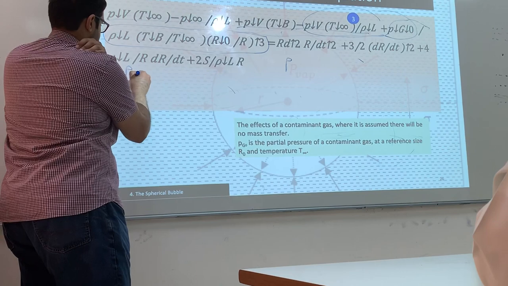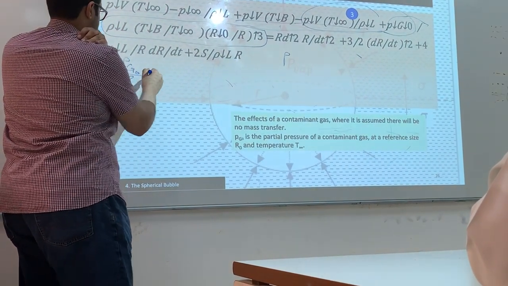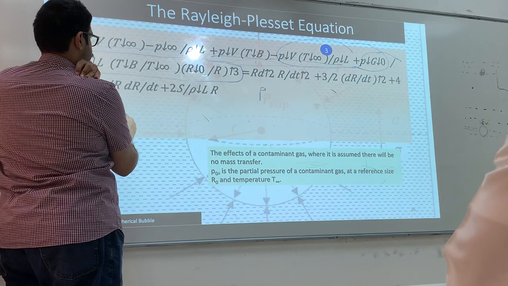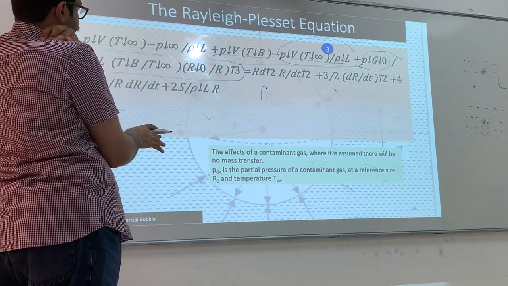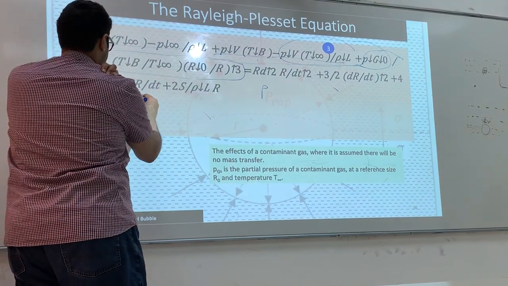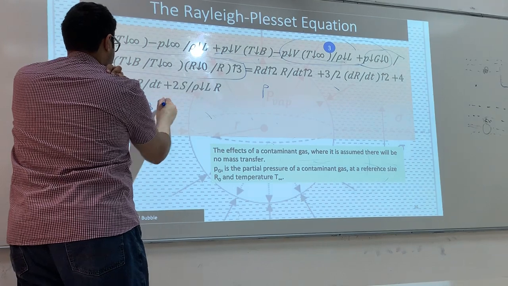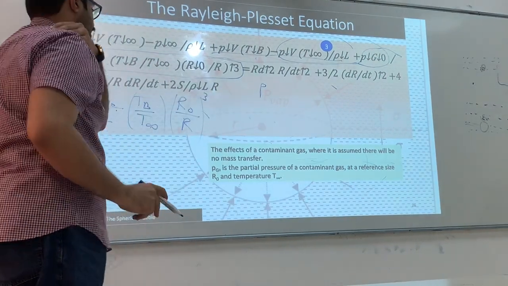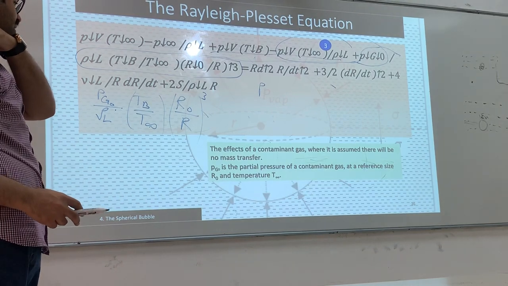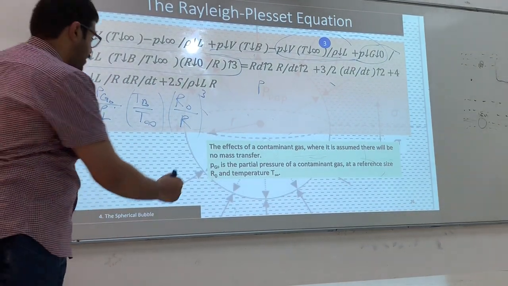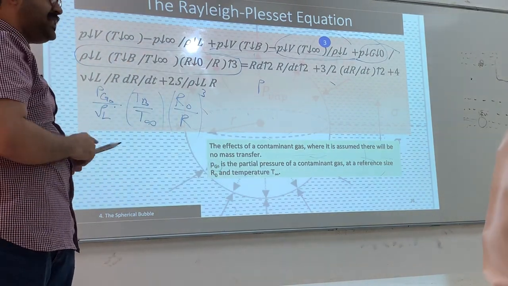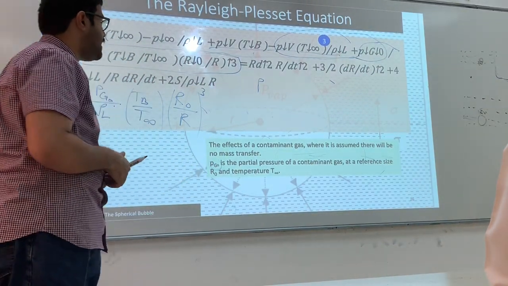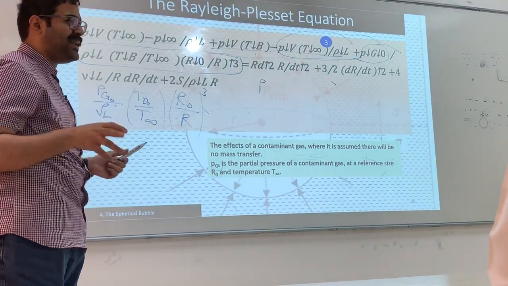So we have P_G0 over rho L. The effect of a contaminant gas, which is assumed, is that there will be no mass transfer, okay? P_G0 is the partial pressure of a contaminant gas, different from this. We showed you before in the chemical potential energy why this differs, okay? So we just can't see everything as the same thing, but gas particles know each other, okay?